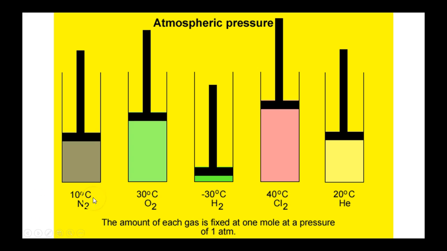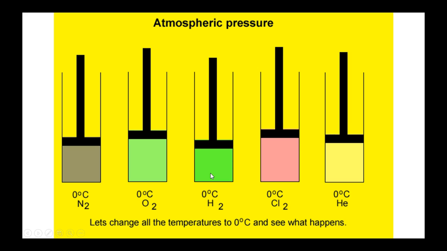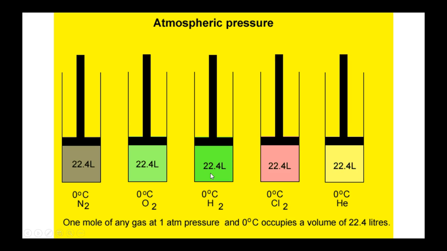So we have all these different gases here, nitrogen, oxygen, hydrogen, chlorine, and helium. If we were to put them all at the same pressure and the same temperature, they are all going to take up the exact same amount of space. 1 mole at standard temperature and pressure, 22.4 liters, that's pretty much a law.